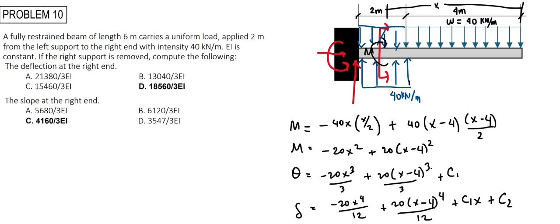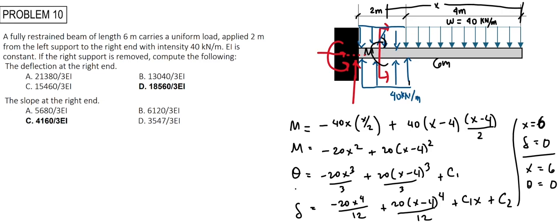Now for our boundary conditions, to solve for c sub 1 and c sub 2, at x equals 6 meters, since the beam has a length of 6 meters, the deflection at this part is equal to 0, and the slope at the fixed support at x equals 6 meters is equal to 0 since it is a horizontal line. So at x equals 6, the deflection is 0 and the slope is 0.